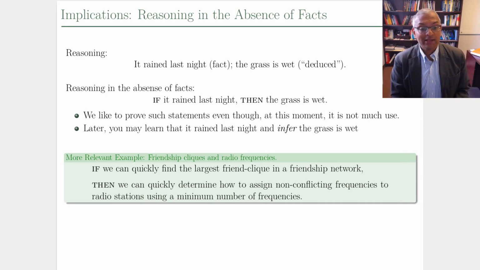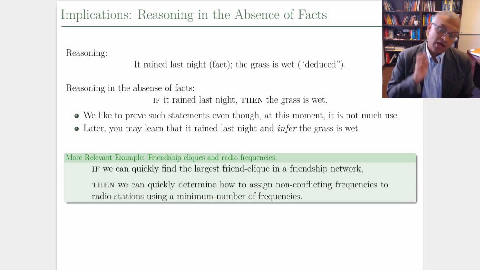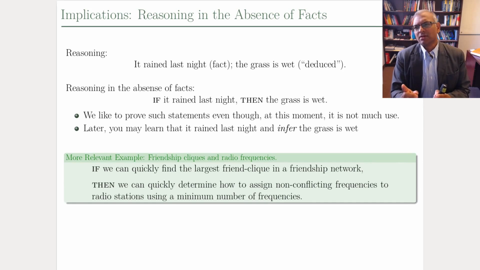If we can find that quickly, well, here's another problem that we sometimes like to solve. You have a bunch of radio stations, so many radio stations in the US, distributed all over the place. How do we assign non-conflicting frequencies to these radio stations so that nobody hears garbled music? The challenge is that I could assign a different frequency to each radio station, but I want to assign as few frequencies as possible, because I want to use a limited amount of bandwidth.